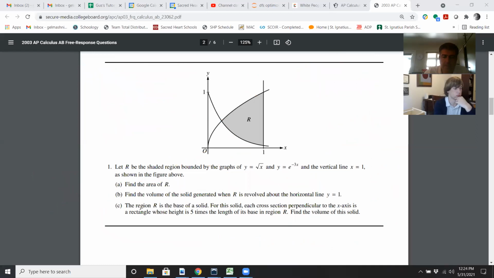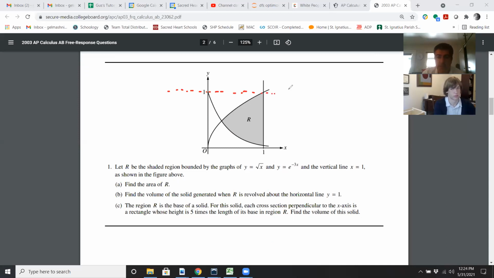Okay, so now we have you guys. Now we're going to talk about B and C, and then I'll find another volume problem for you guys to work through. I think we'll do an Albert IO, but let's look at B and C. Now we're revolving this around the line y equals 1. Okay, so we're doing a revolution, right? y equals 1 is right here.